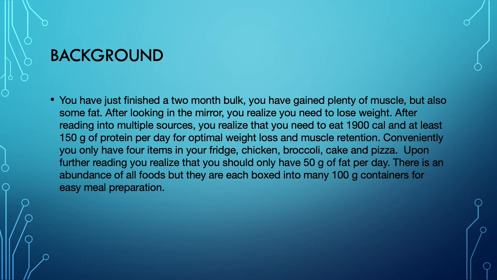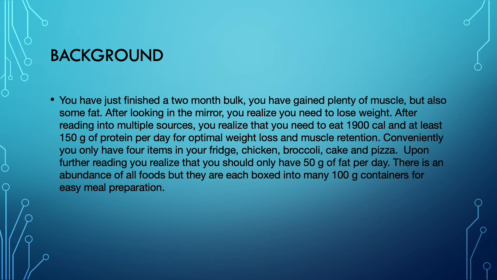For the background, you have just finished a 2-month bulk. You've gained plenty of muscle, but also some fat. After looking in the mirror, you realize you need to lose weight. After reading into multiple sources, you realize that you need to eat 1,900 calories and at least 150 grams of protein per day for optimal weight loss and muscle retention. Conveniently, you only have 4 items in your fridge: chicken, broccoli, cake, and pizza. Upon further reading, you realize that you should only have 50 grams of fat per day.